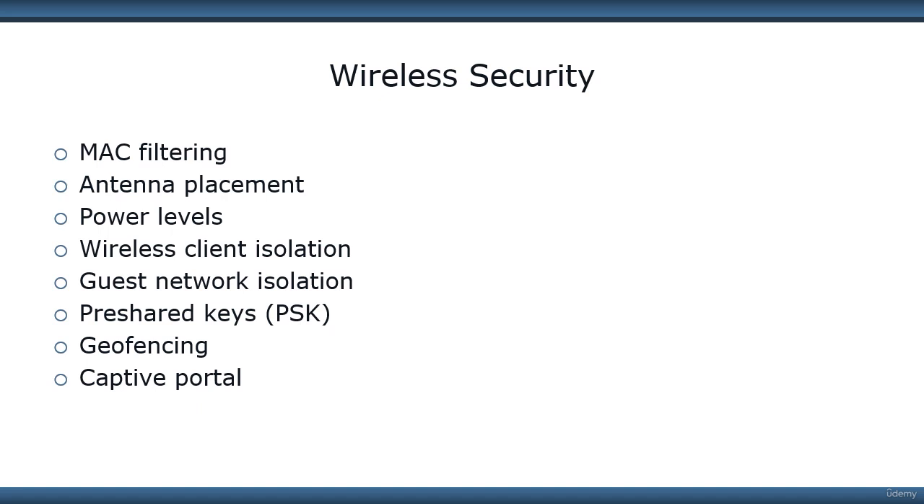Captive portals, I'm sure we've all seen these. This is where you actually have to go to a web page to get access to the wireless network. So you connect, and the wireless network is non-secure in that it just allows you to connect, but then your browser opens up and you're at a hotel, so you have to type in your last name and a room number, or you have to type in the code for the day that the front desk gave you. Things like that. Those are referred to as captive portals.